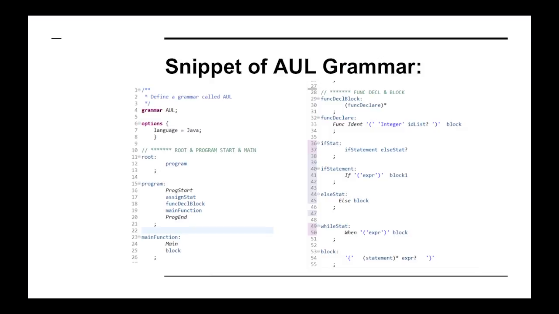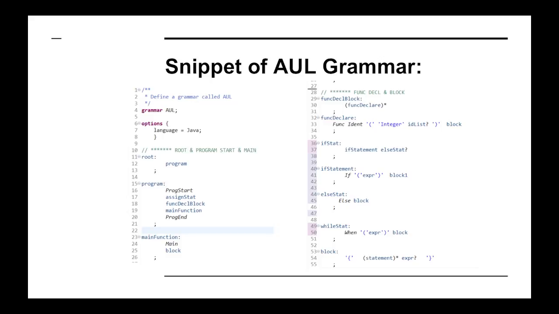Here's a snippet of the OWL grammar. As you can see, any OWL program begins with the root of this grammar. The root then proceeds to the program. The program consists of the keyword prog_start, assignment statement, a function declaration block, a main function, and concludes with the token prog_end. You can see on the bottom left of this slide that the main function consists of the token main and then a block. On the bottom right hand side of this slide, you can see that a block consists of the opening curly brace, any number of statements or expressions, and ends with a curly brace.